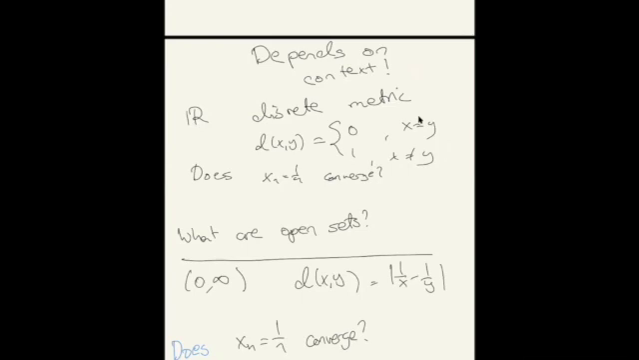And the question I would like to ask you is that if I take the sequence xn equals 1 over n, then does this converge? I mean, we guess that it converges to 0. So feel free to answer in the chat. What do you think? Does it converge to 0 or does it not?